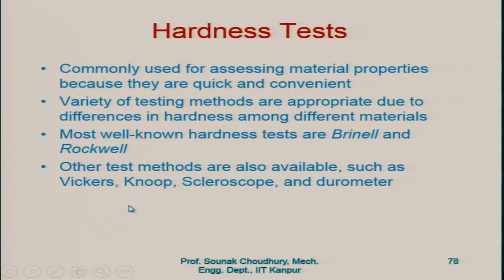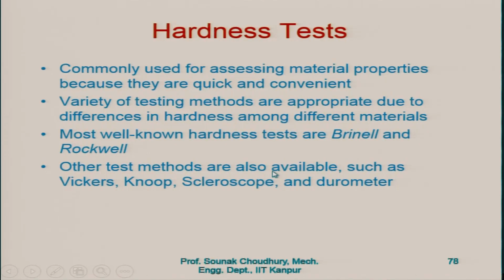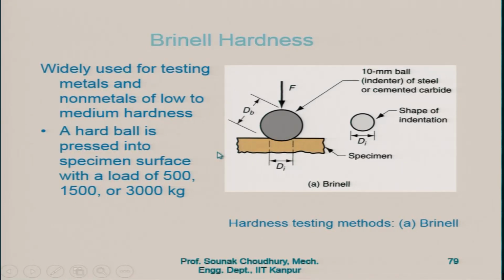So, this can be HRC, HB, if you remember. Rockwell is the HRC, Brinell is the HB, and so on. Other test methods are also available, such as Vickers, Knoop, scleroscope and durometer. So, along with the Brinell and Rockwell hardness, there are the Vickers test, Knoop test, scleroscope and durometer. These are the instruments by which the hardness of a material can be measured. Now, the Brinell hardness, for example, how it can be done, this is a 10 millimeter ball.